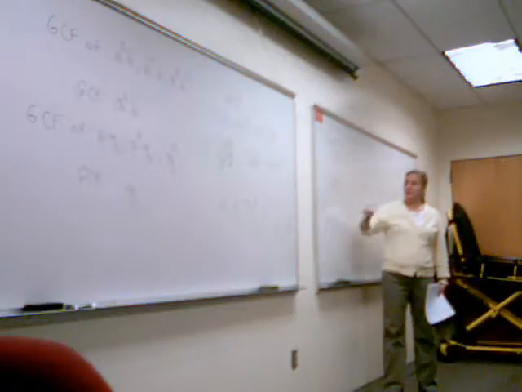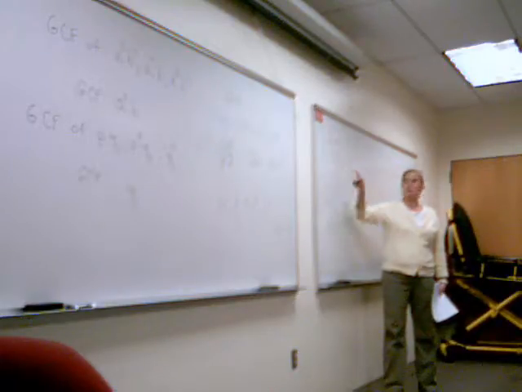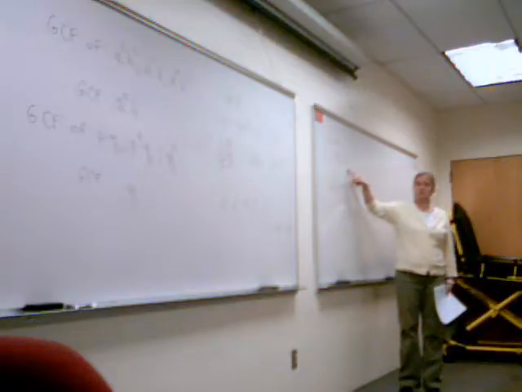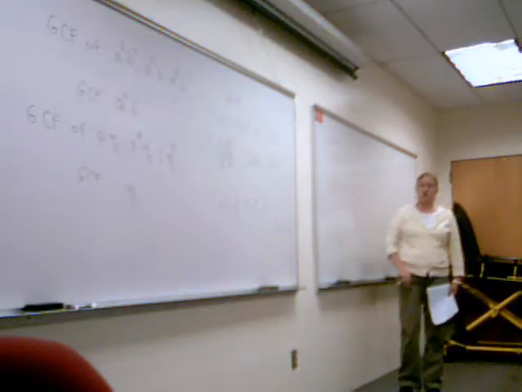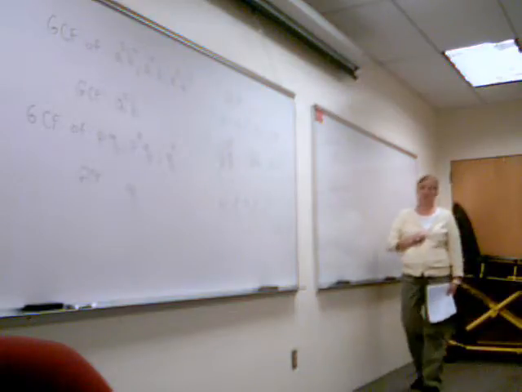Okay, now I'm going to pull it out, or divide. If I take a 3x out of 3x squared, what do I have left? x. If I take a 3x out of 6x, what do I have left? 2. Good. Now I'm going to check myself: 3x squared plus 6x. Good.